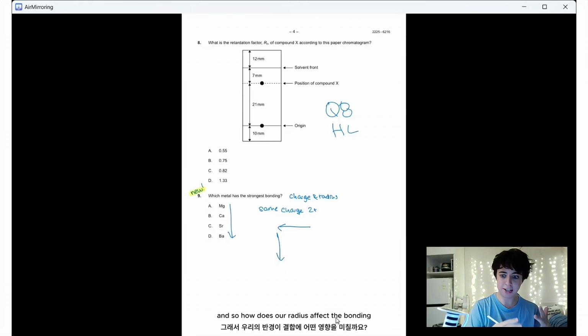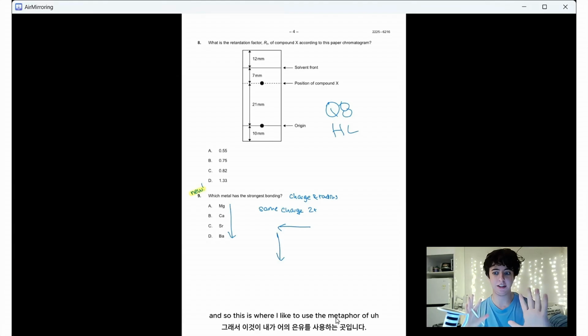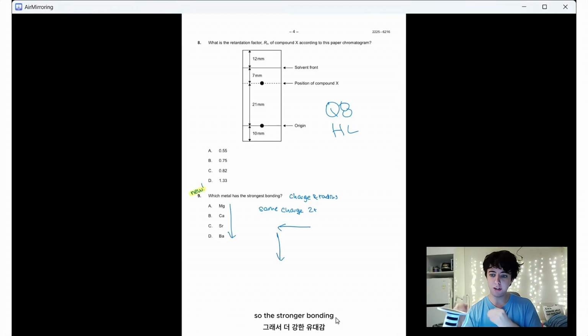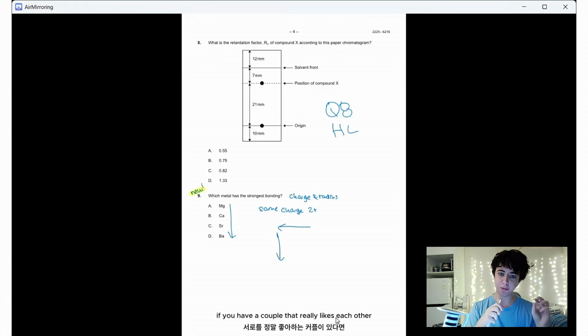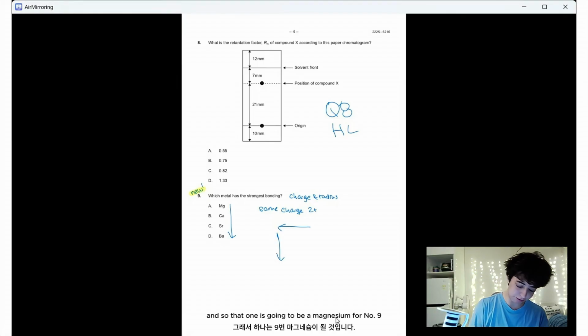And so how does our radius affect the bonding? This is where I like to use the metaphor of that one couple in your school that has a lot of PDA and you're like, please get away from each other. The stronger bonding means they're really attracted to each other. They really love each other. If you have a couple that really likes each other, they're really close together. The radius is very small. So the smaller the radius, the stronger the bonding and the more attracted they are to each other. For our strongest bonding, we're going to look for the smallest radius. And so that one is going to be A, magnesium for number 9.